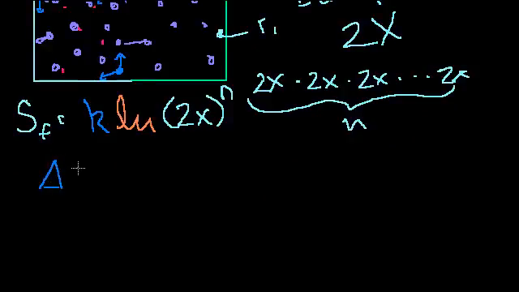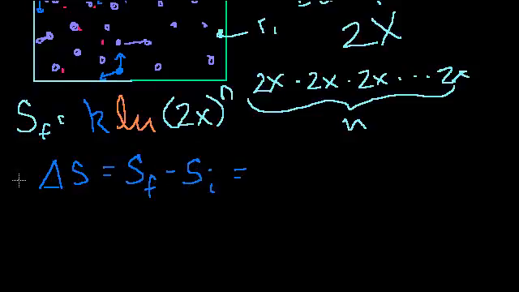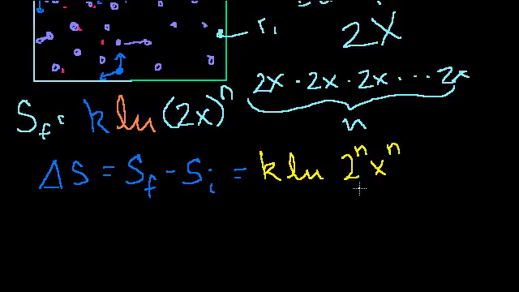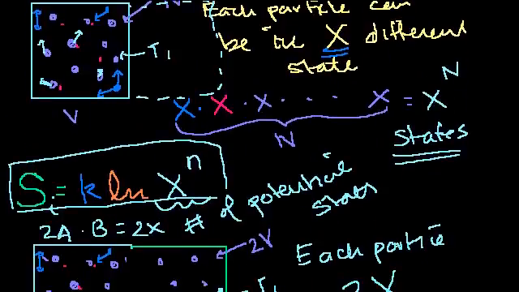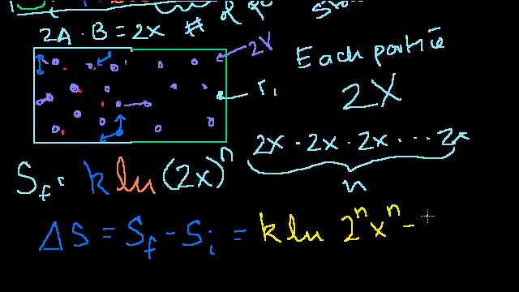Our change in S is equal to our S final minus our S initial. Our S final is this expression right here. It is K times the natural log, and we can write this as 2 to the N times x to the N. That's just exponent rules. And from that, we're going to subtract our initial S value, which was K natural log of x to the N.